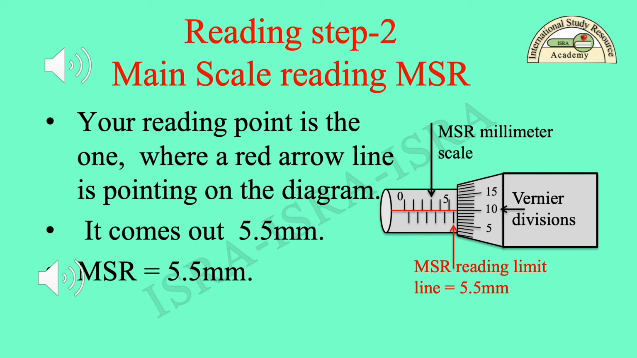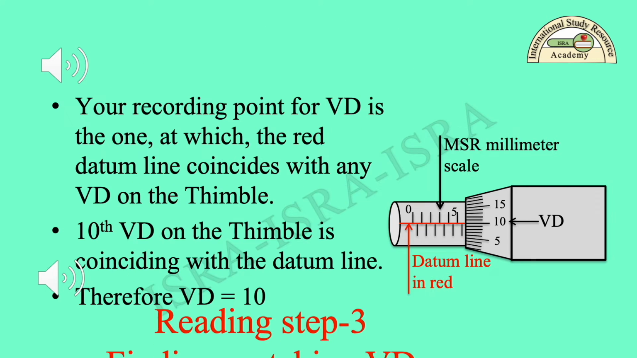Reading Step 2. Main scale reading, MSR. Your reading point is the one where a red arrow line is pointing on the diagram. It comes out 5.5 mm. Therefore, MSR is equal to 5.5 mm.